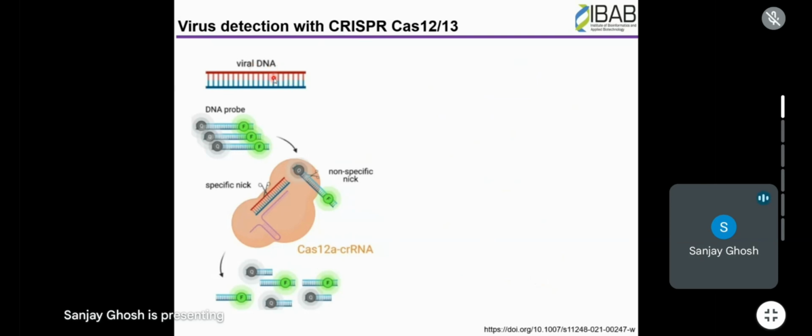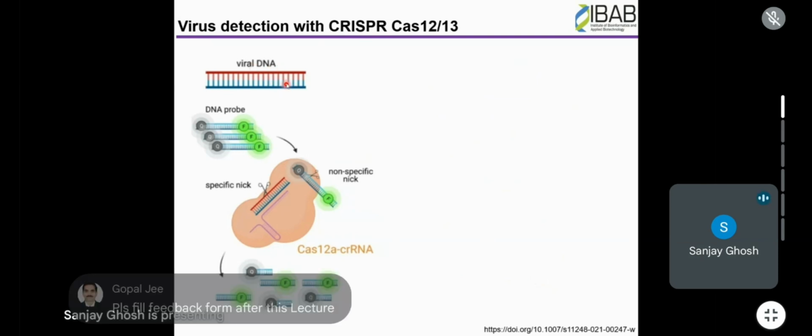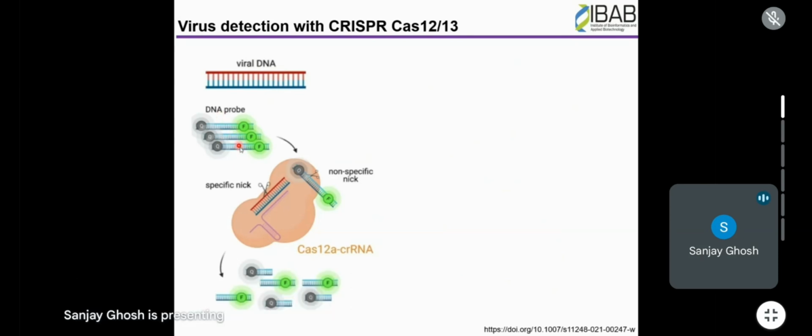So let's assume we have a viral DNA in our blood. We want to check if there is a virus we are infected with. So one can design probes, and these probes can be simple double-stranded DNA with a fluorescent dye attached on one end and a quencher dye attached at the other end. So when they are together, this quencher will not allow the fluorescent dye to fluoresce. That means if you look under a microscope, it will be dark. Now you take a blood sample and you take this Cas12, or in this case Cas12A. You complex it with the guide RNA.